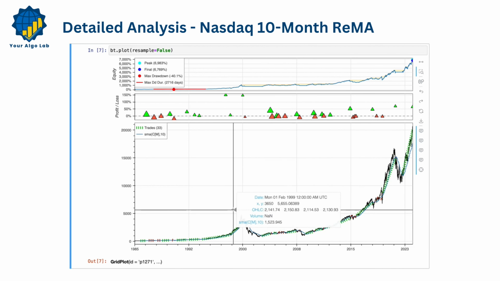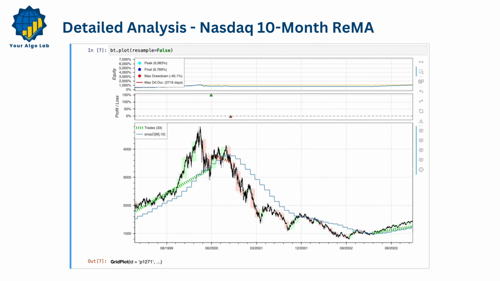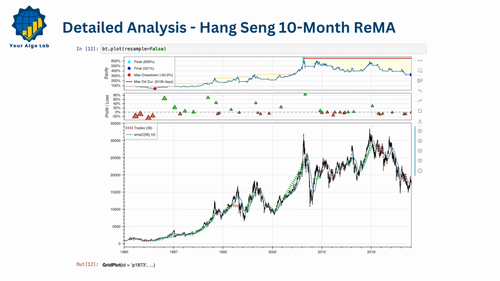The strategy performed well in avoiding large drawdowns, particularly during events like the dot-com bubble. Notably, thanks to the filtering mechanism of the resampled moving average, the strategy successfully avoided numerous false signals during bear market rebounds. Now let's examine some of the worst performing ones.